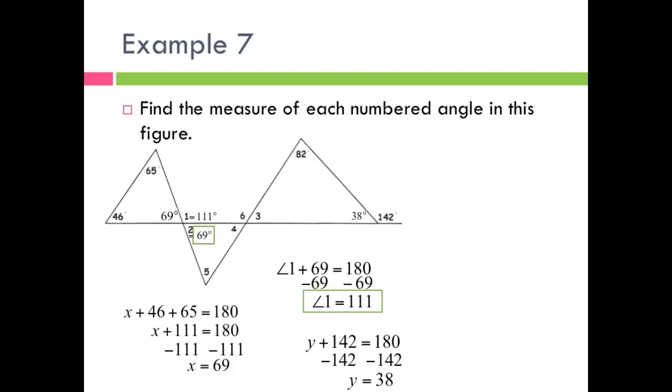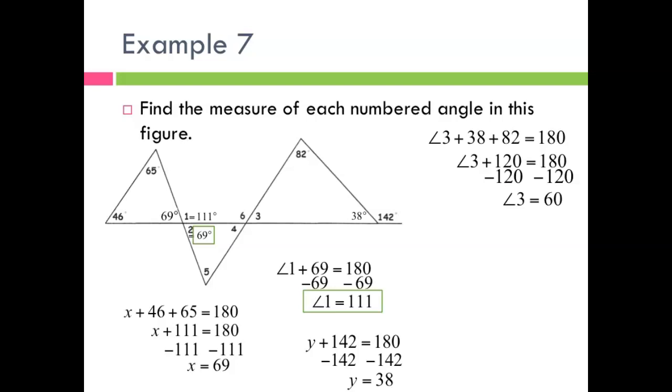Now we weren't asked to find it, but now this is going to help us find the measure of angle 3. So angle 3 plus 38 plus 82 must all equal 180. Those are all three angles in the triangle. So angle 3 plus 120 equals 180. Subtract 120 from both sides, and we get angle 3 is equal to 60 degrees.